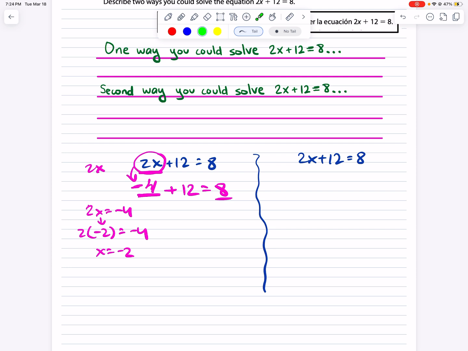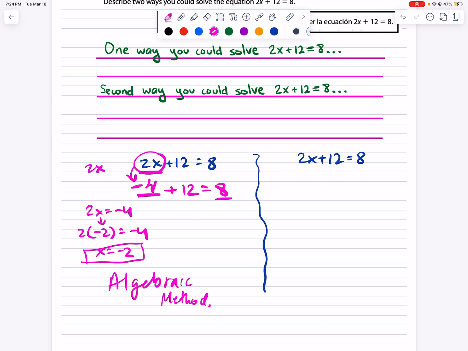If I were to plug in negative 2 over here, 2 times negative 2 would be negative 4. I would add 12 to that, and it would give me 8. Look at that. Perfect. So x is equal to negative 2. This is the algebraic method.